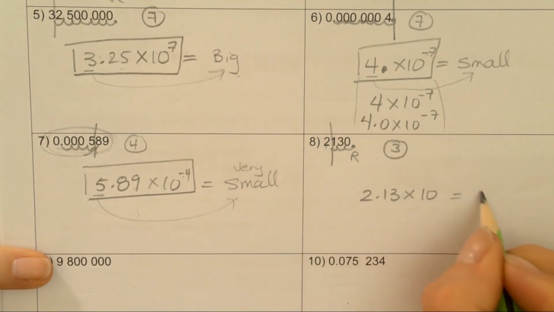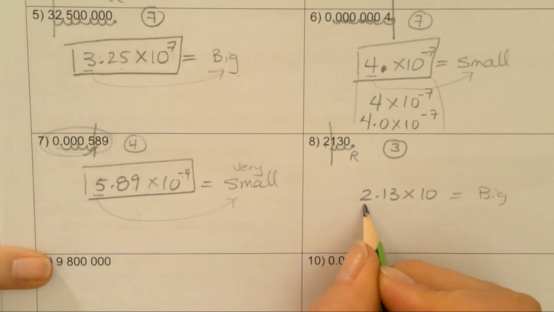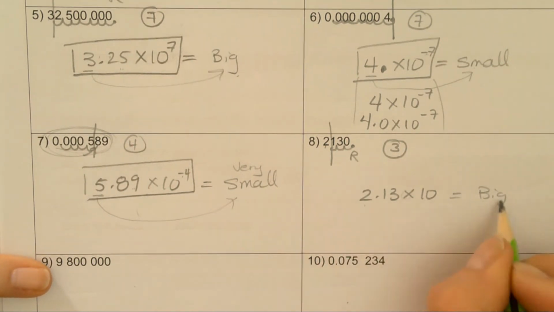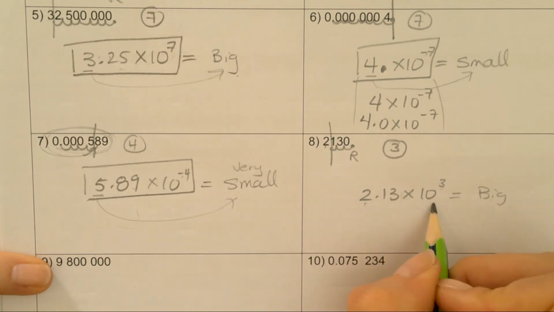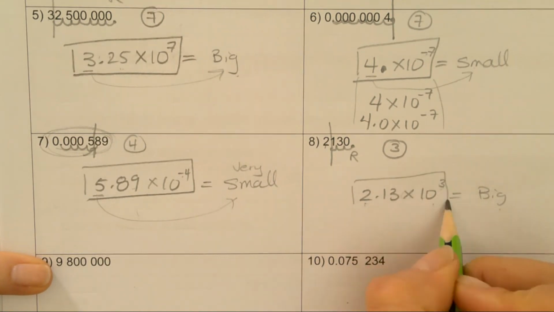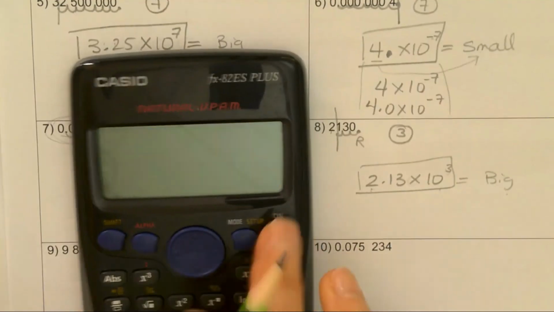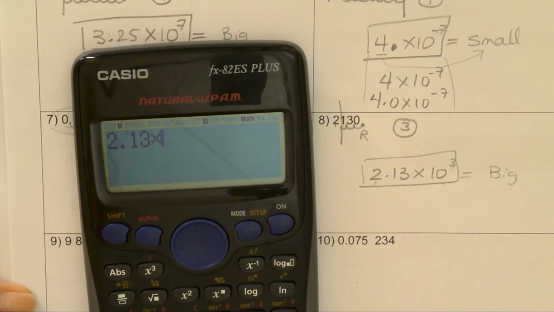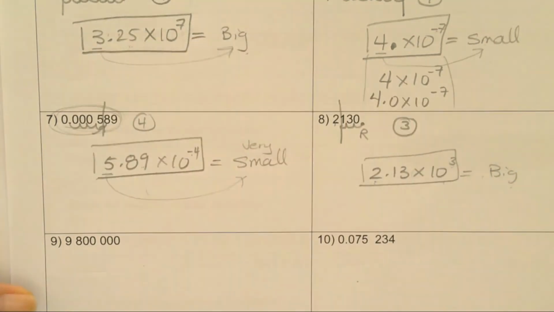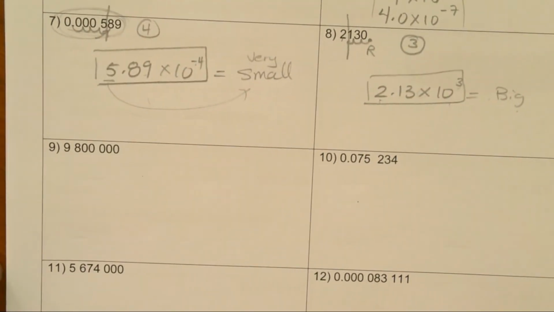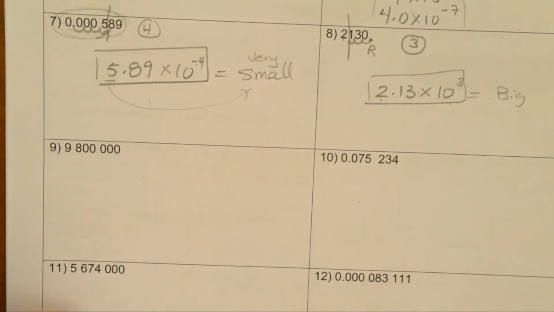So now 2,000. Okay, that's kind of a big number. I'm going from 2 to 2,000, a big number. I need to make it bigger. So would I use positive 3 or negative 3? Positive 3, because this is big. 2 times a big number will make it bigger. So let's check on our calculator. 2.13 times 10 to the power of 3. Yep, that's good. All right, so now you guys can finish the rest. Let's go to the next page.